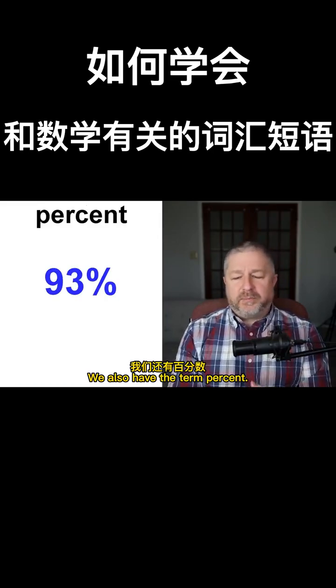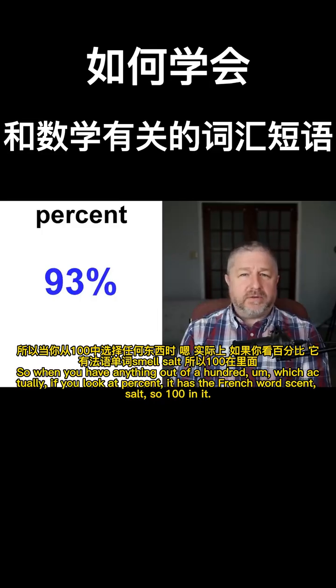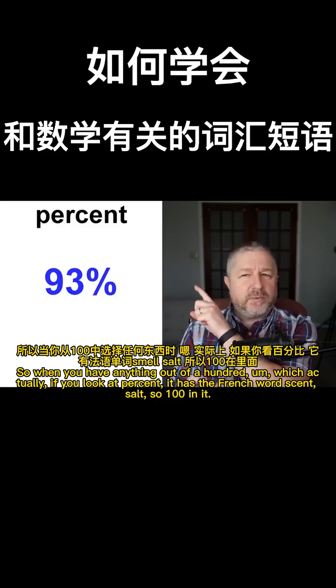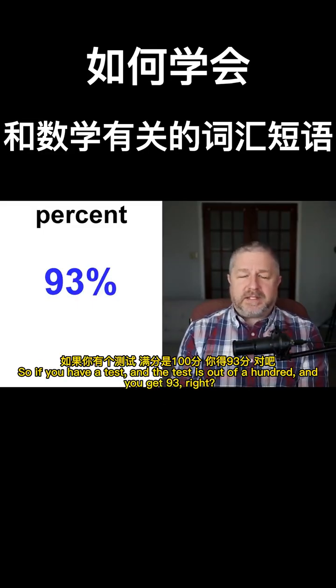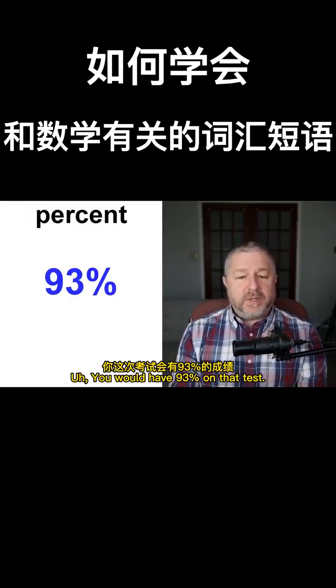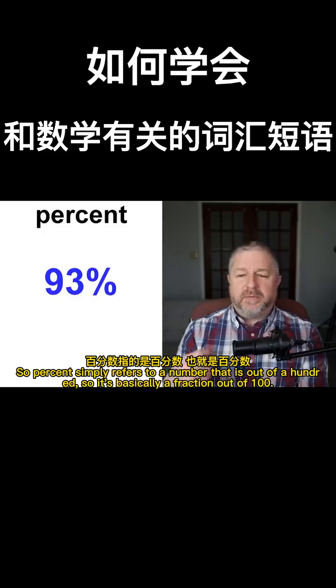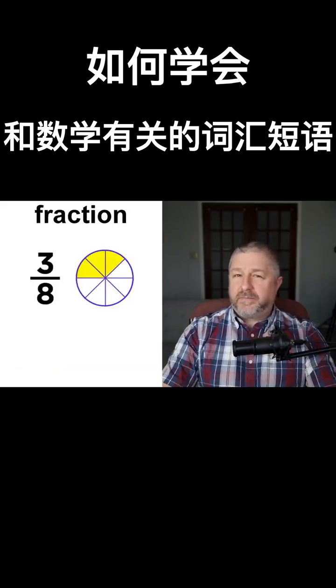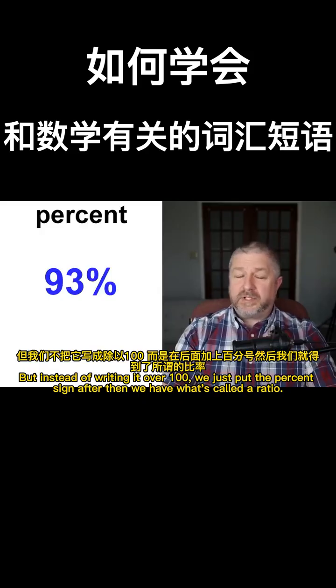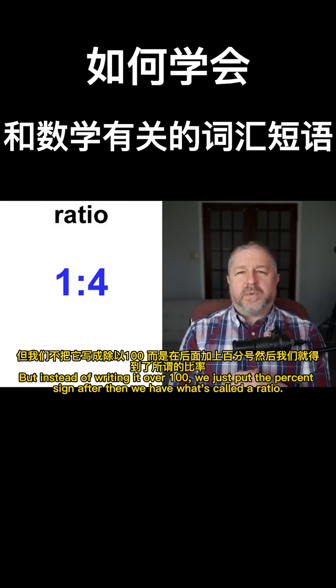We also have the term percent. So when you have anything out of 100, which actually, if you look at percent, it has the French word cent, so 100 in it. So if you have a test and the test is out of 100 and you get 93 right, you would have 93% on that test. So percent simply refers to a number that is out of 100. So it's basically a fraction out of 100, but instead of writing it over 100, we just put the percent sign after it. Then we have what's called a ratio.